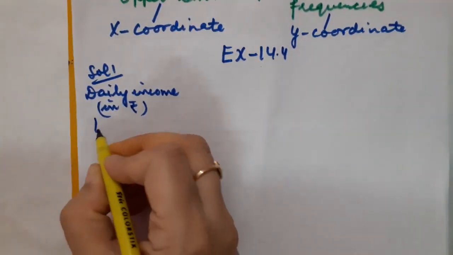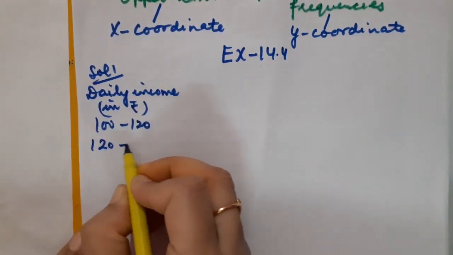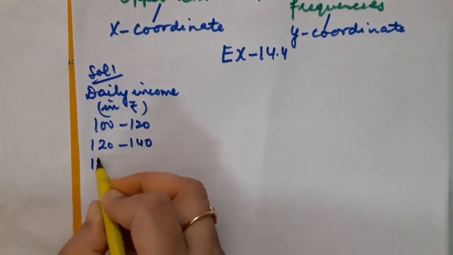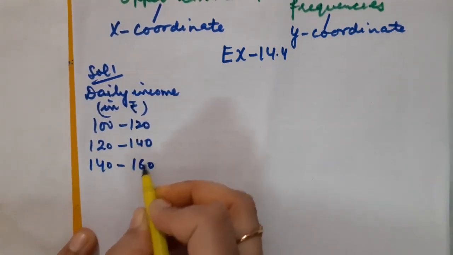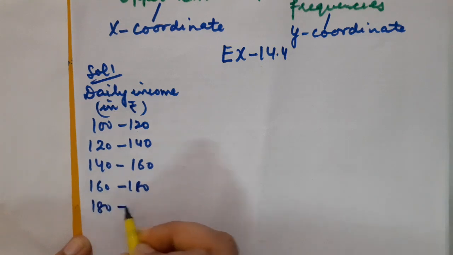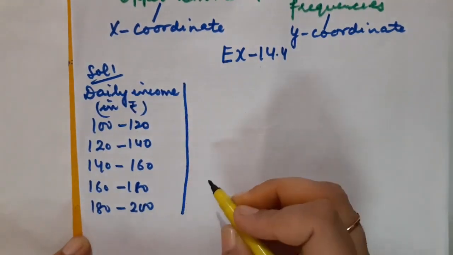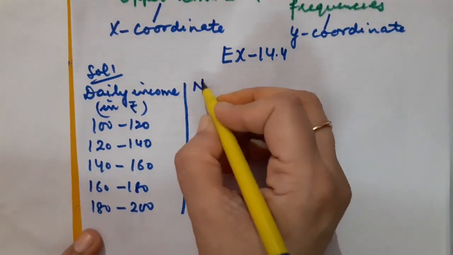It is from 100 to 120, 120 to 140, 140 to 160, 160 to 180 and 180 to 200. Fine. Now I am going to tell you the number of workers.